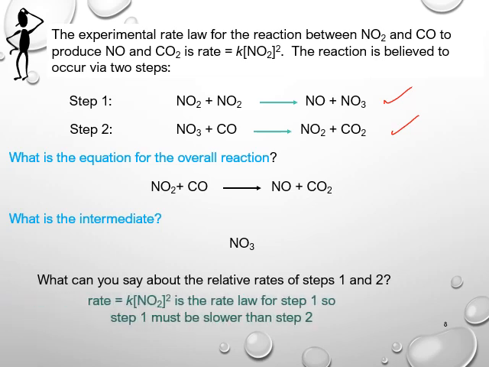What can you say about the relative rate of step 1 and 2? Rate equals k times the concentration of NO2 squared is the rate law for step 1, so step 1 must be slower than step 2.